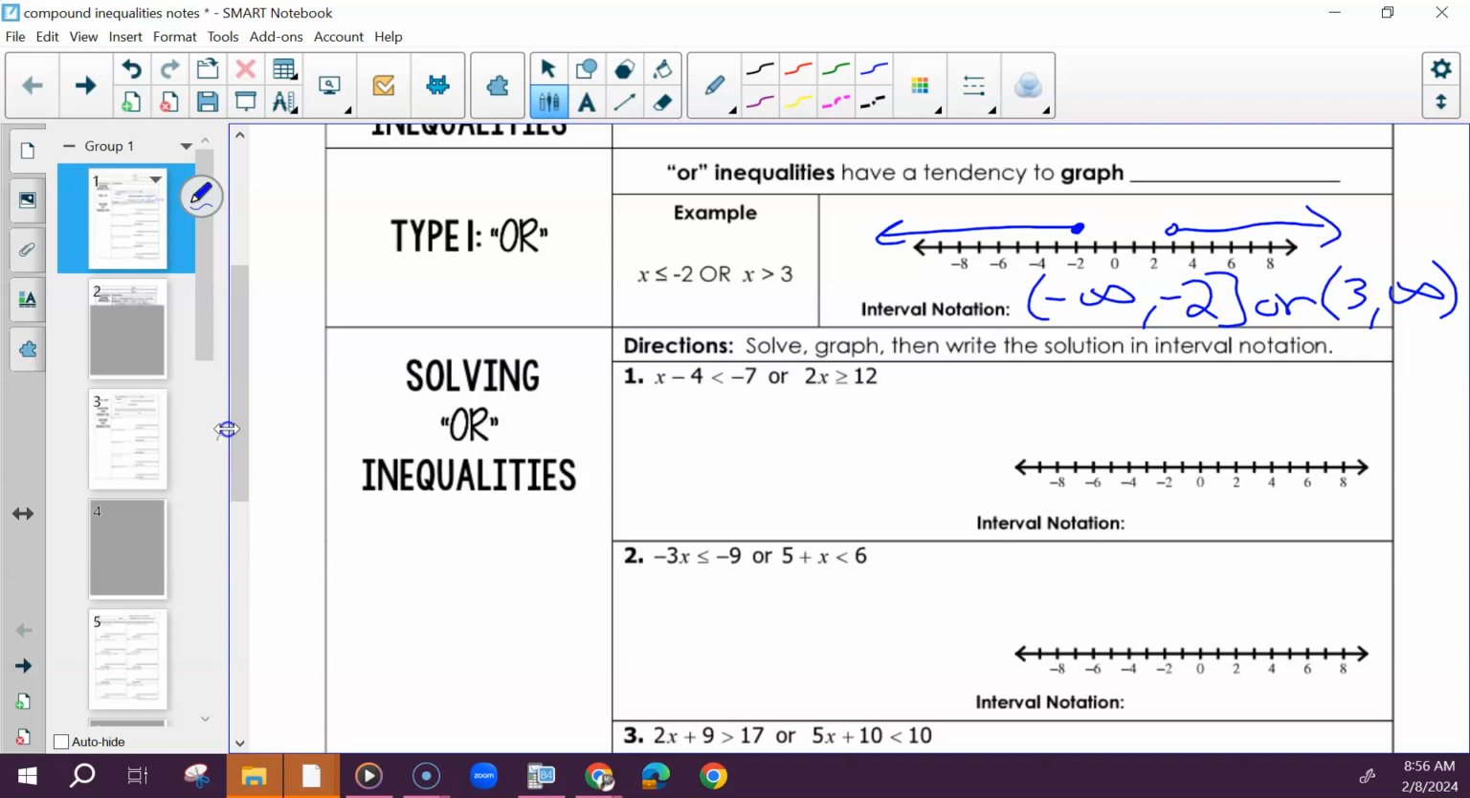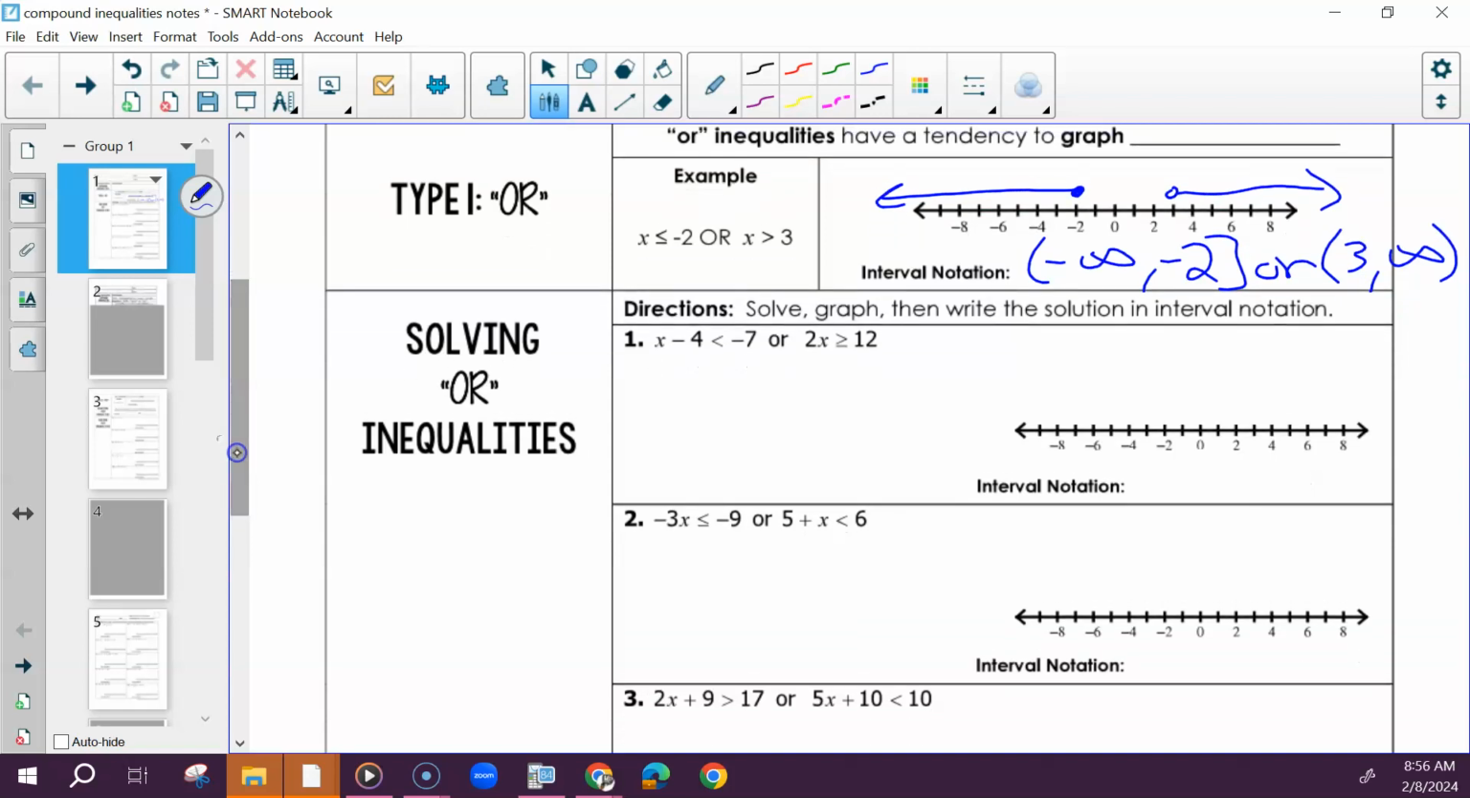Okay. So then when we solve or inequalities, you'll have two of them, and you're just going to solve both like normal, but what you do to one, you don't do to the other. They're two separate inequalities. So for this first one, we would do what? Add 4 to both sides. And then for the other one, divide everything by 2.